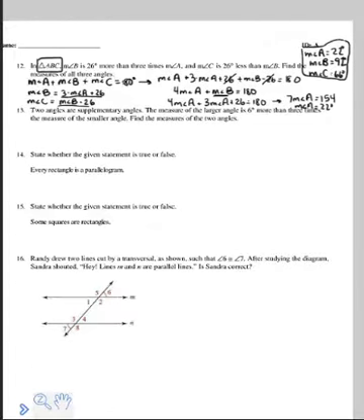Okay, 2 angles are supplementary angles, so the measure of angle A plus the measure of angle B. Supplementary means that their sum is 180 degrees. The measure of the larger angle is 6 more than 3 times the measure of the smaller. It doesn't specify which one's larger or smaller. I chose to use A and B, so I can choose that A is going to be the larger one. It doesn't really matter.